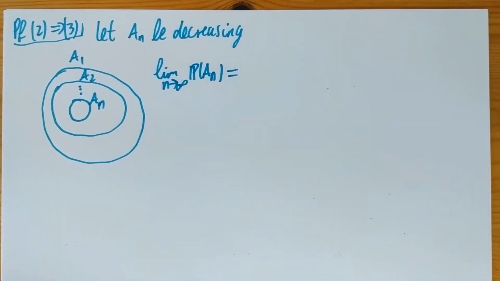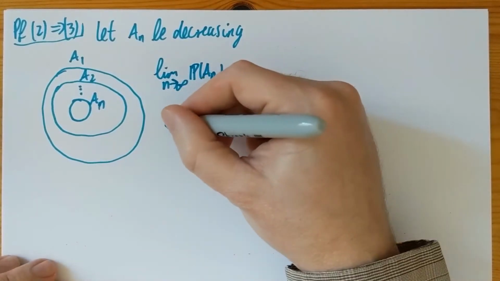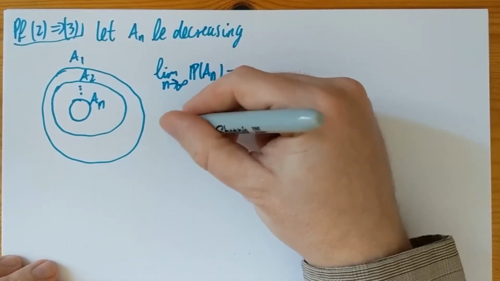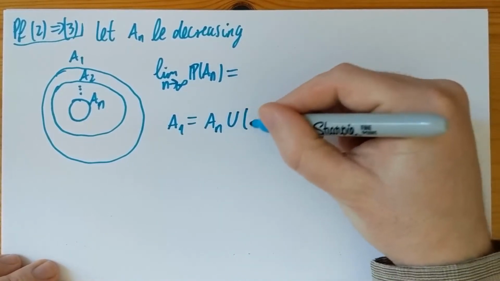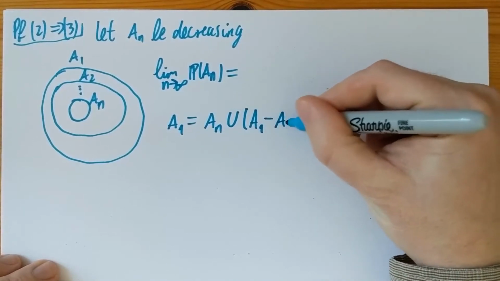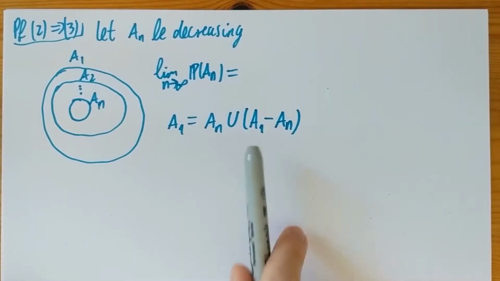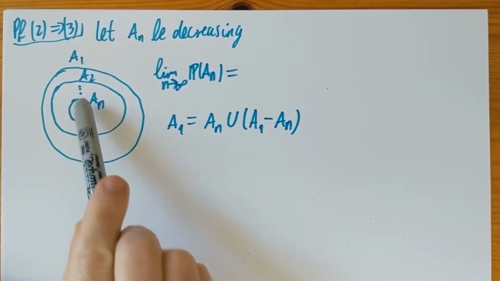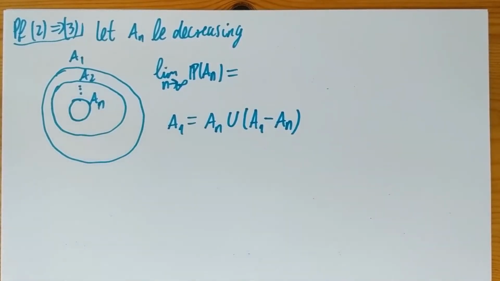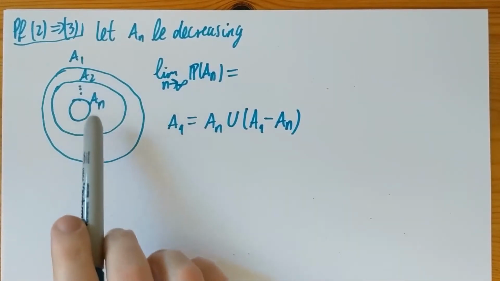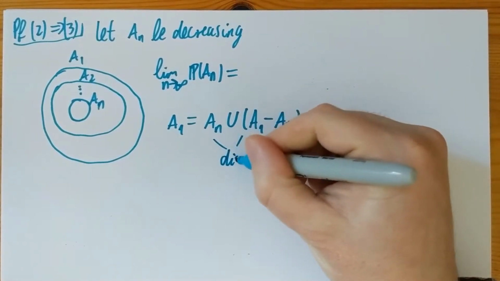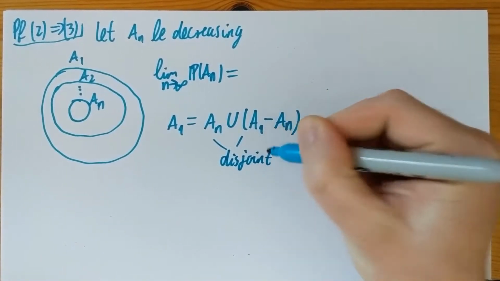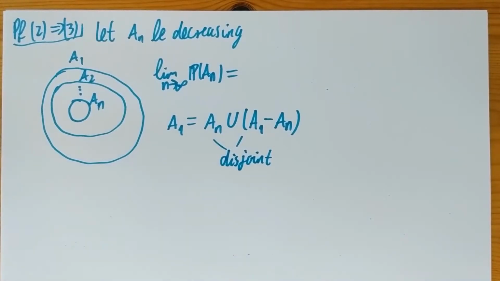Now here is a little trick we can do. We could say that if I look at a1, that's going to be again the union of an and everything missing, so a1 minus an, where this is a set theoretic difference. So an is this little piece in here, and then a1 minus an is all the increment from an to a1. These two are disjoint, and together they give back the event a1.